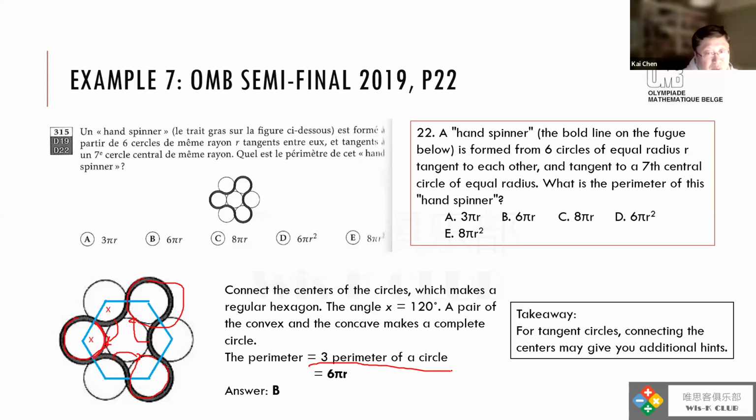So the perimeter of the hand spinner is just 3 times the perimeter of a circle. And the circle has radius r, so 2 pi r is the perimeter of one circle. So 6 pi r is the answer. Okay.